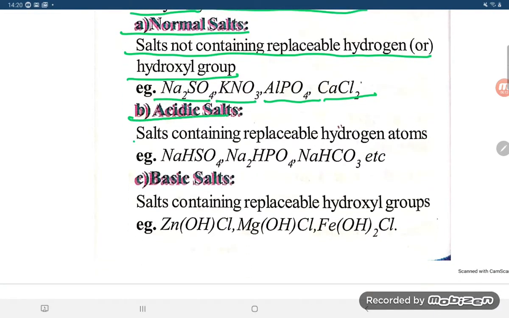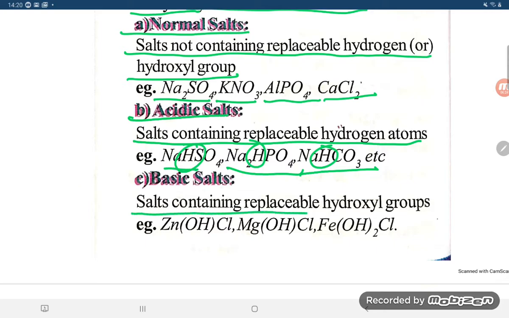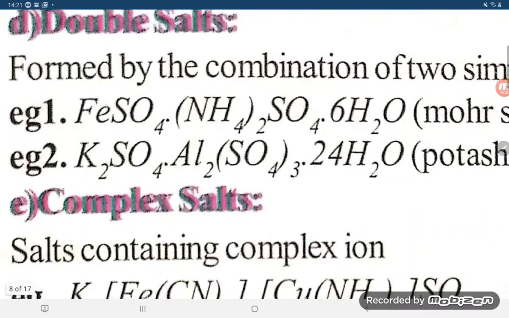Acidic salt: salt containing replaceable hydrogen atom, like NaHSO4, hydrogen is there, Na2HPO4, hydrogen, NaHCO3, hydrogen is there. So this is acidic. Basic salt: containing replaceable hydroxyl group, ZnOHCl, MgOHCl, Fe(OH)2Cl. So they have OH group, so they are the basic salt.